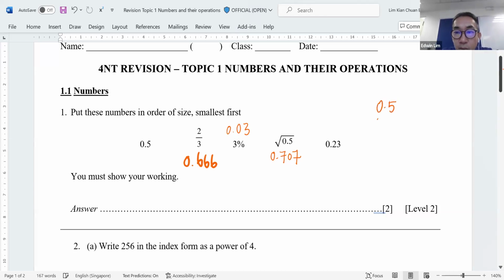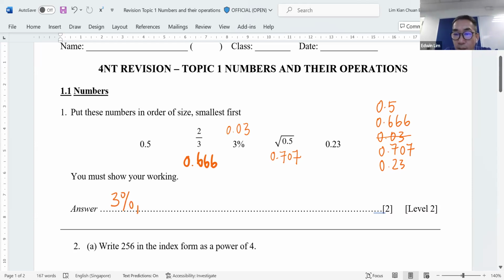0.5, 0.666, 0.03, 0.707, and 0.23. Based on this, it's where you can compare. The first digit is all 0, so we cannot compare. Second digits have 5, 6, 0, 7, 2. The smallest number is 0.03, which is 3%. So 3% will be the smallest.